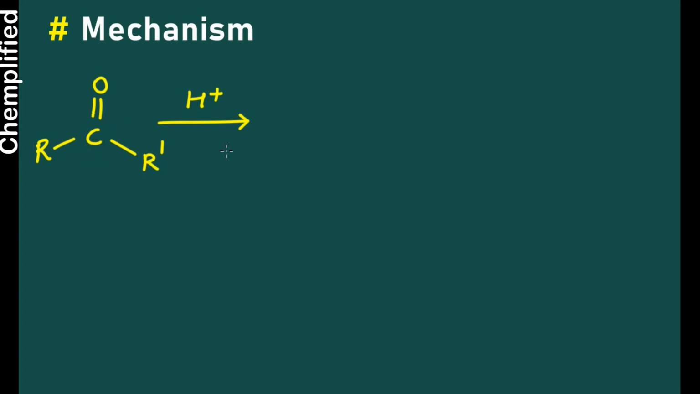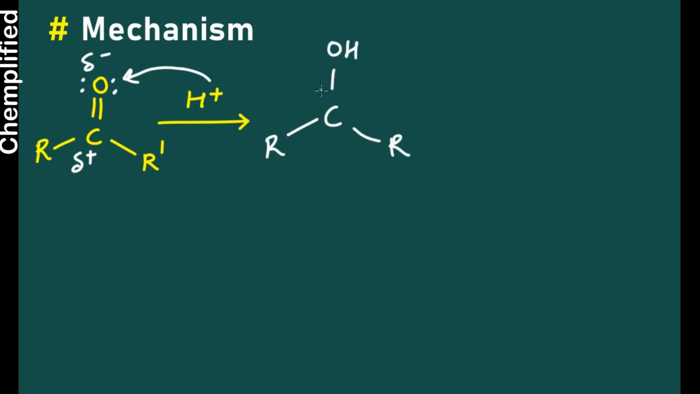Now first what will happen is H plus will attack the oxygen atom. Why? Because oxygen has an electron lone pair. So H plus will attack the oxygen, and since carbon and oxygen are polar in nature, carbon will have delta positive charge and oxygen will have negative charge, right? So H plus will attack the oxygen atom, creating a carbocation like this, and there is a positive charge, right?